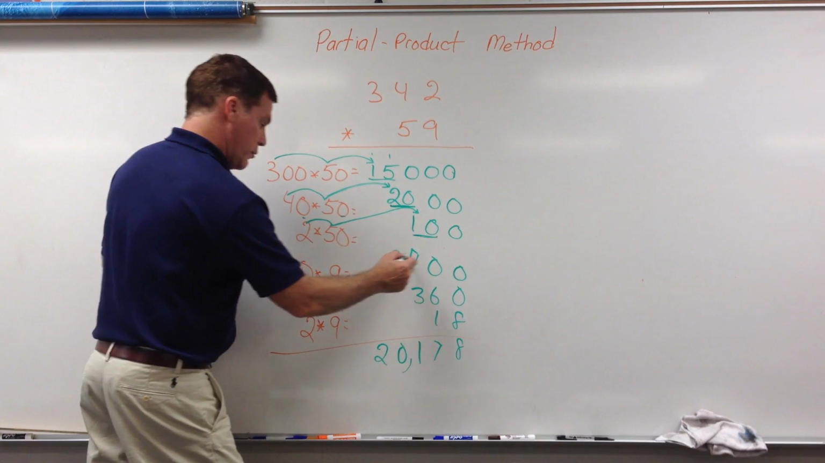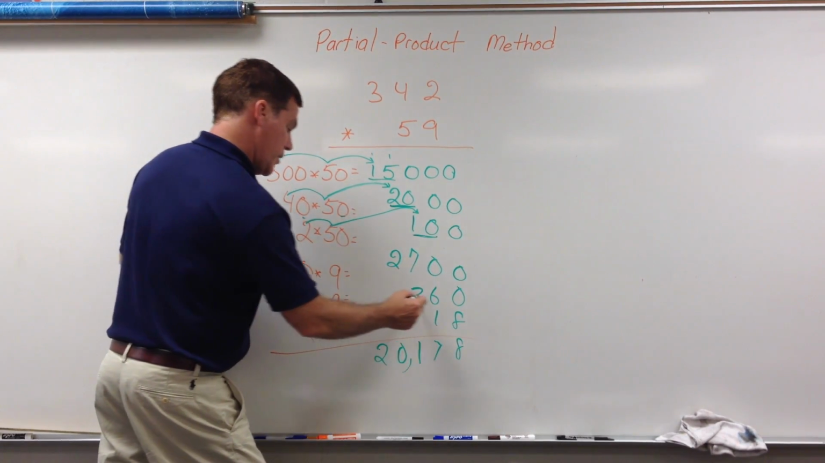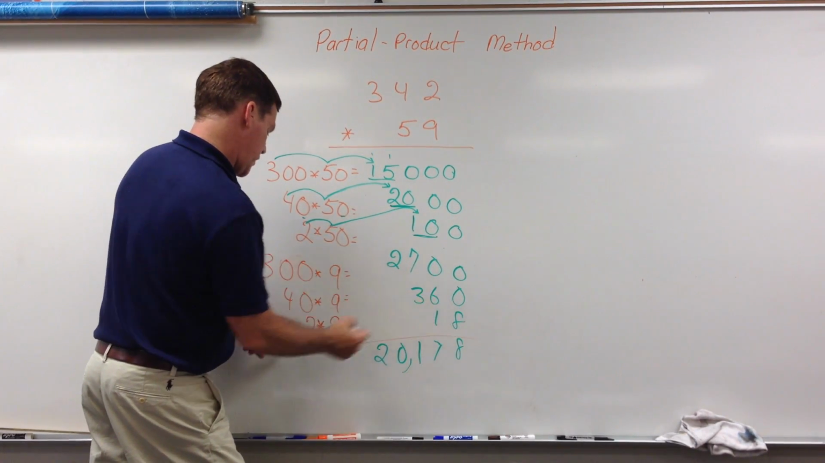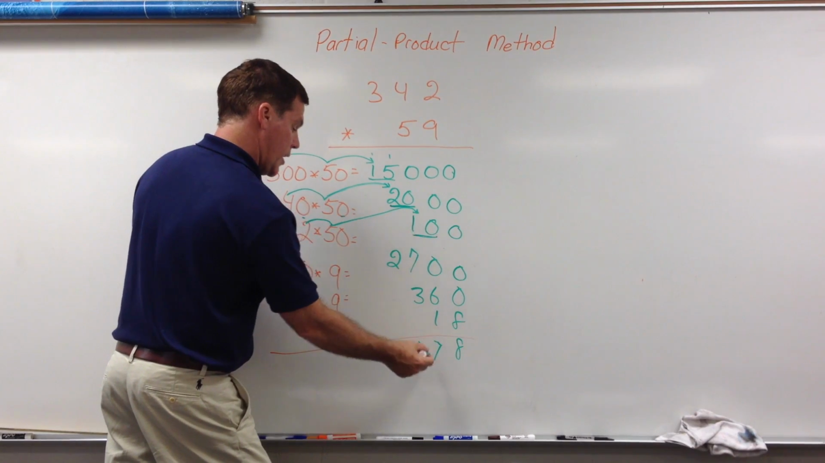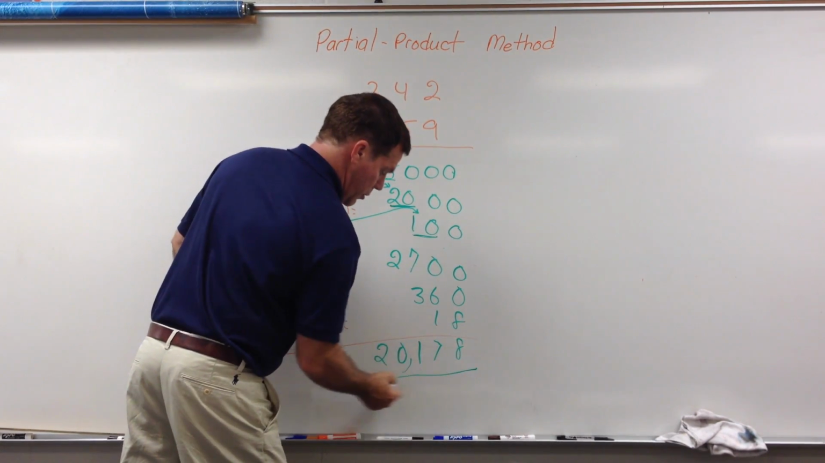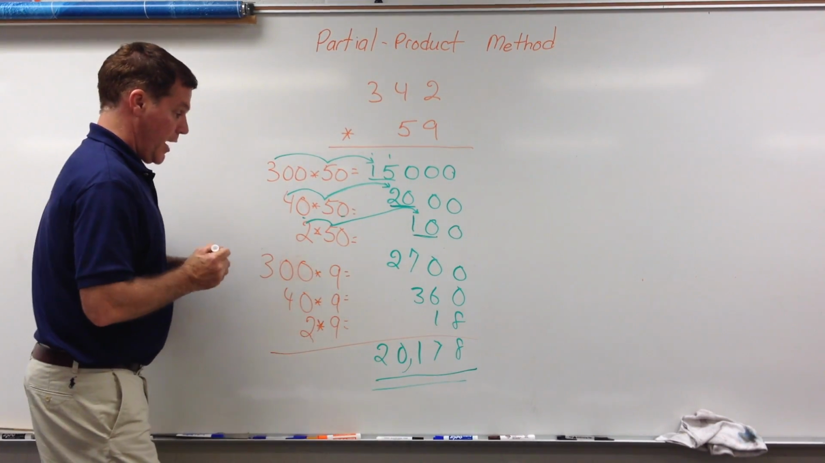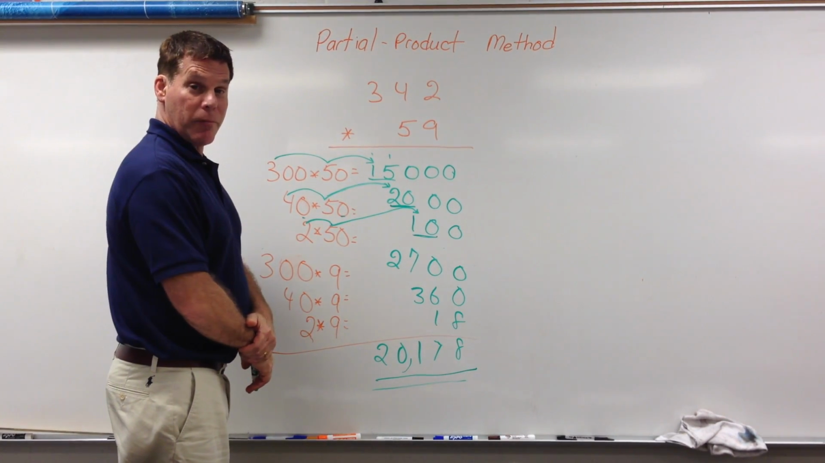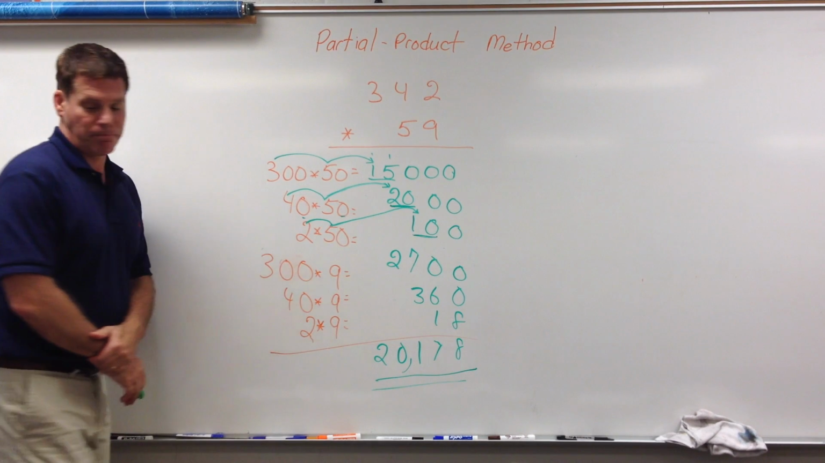So 3 times 9 is 27. 4 times 9 is 36 in the tens place, and 2 times 9 is 18. And when we add those up, you still have to carry a couple of times, but you should have ended up with that total. Unless I made a mistake adding, but I don't think so.